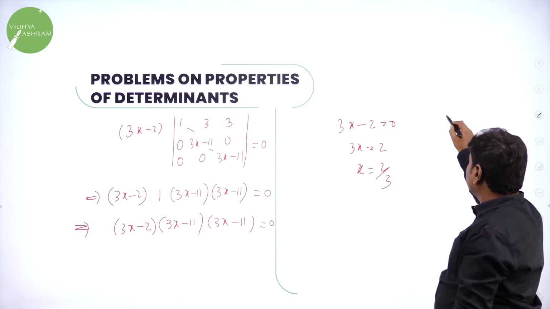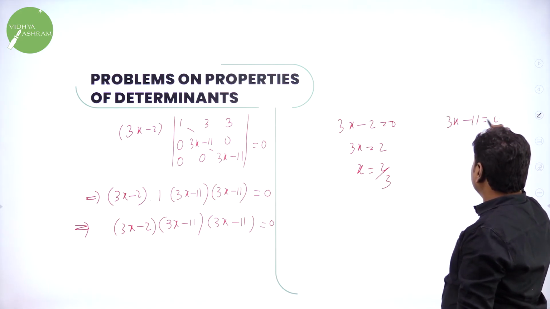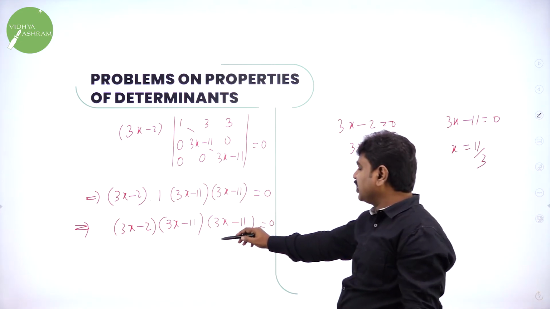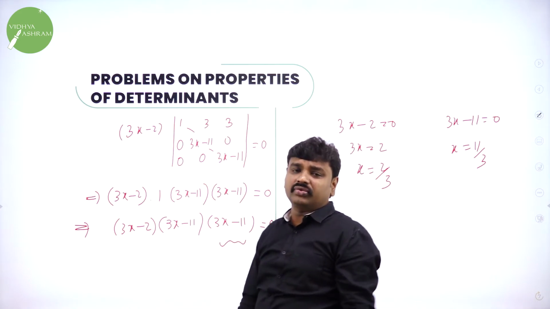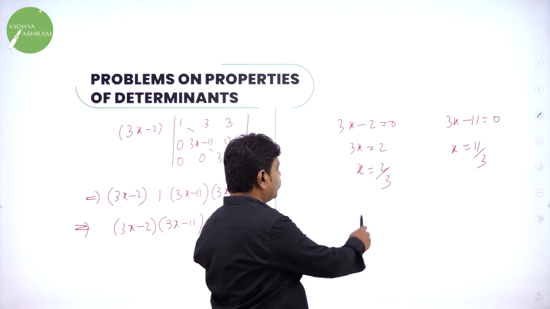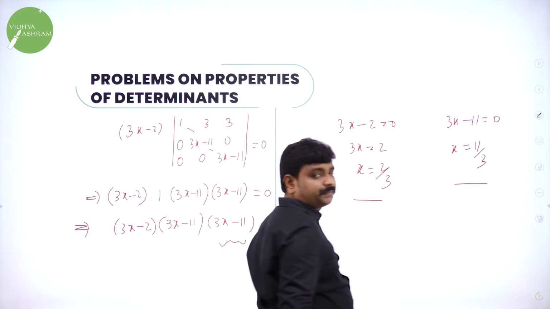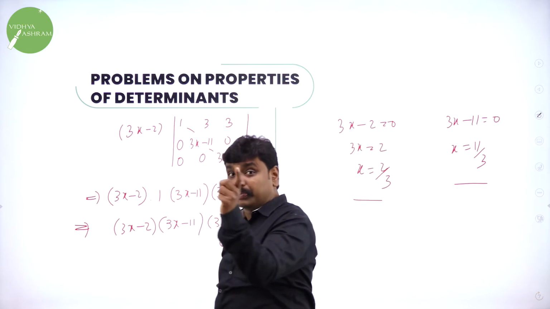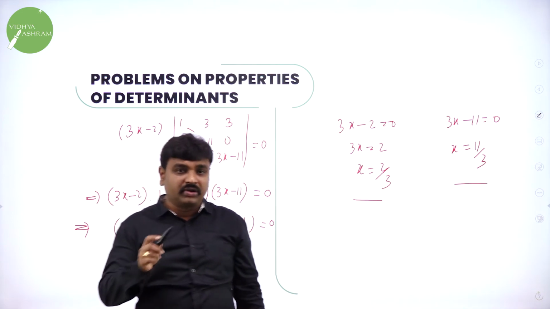Similarly, second term 3x minus 11 equal to 0. So x is 11 by 3. So 2 values, and the third term is the same repeated factor. The factor is repeated, so the root will repeat. So 2 different values of x, 2 by 3 and 11 by 3. Solving means finding the value of x, and we found it using the properties of determinants. I hope all of you understood this.